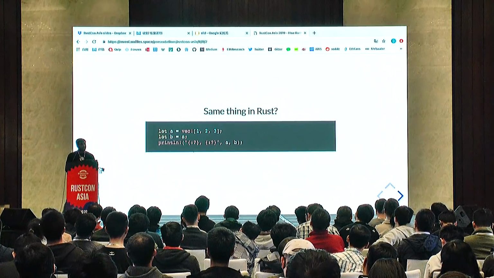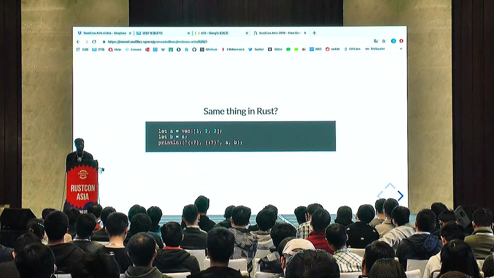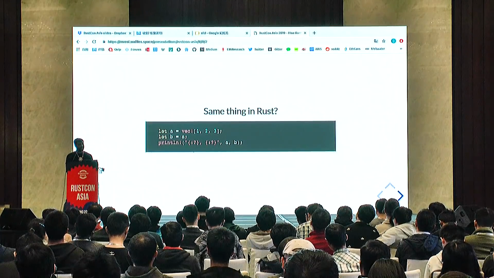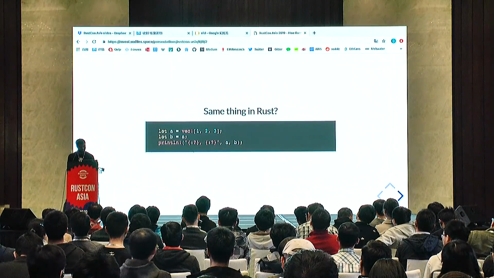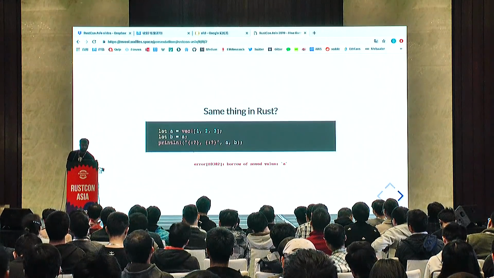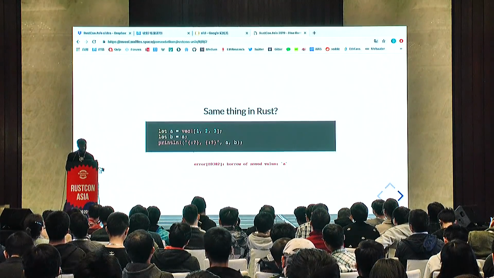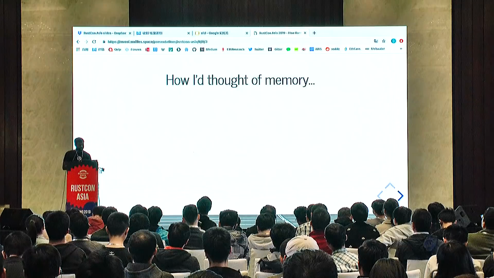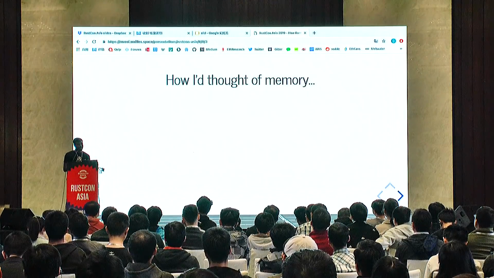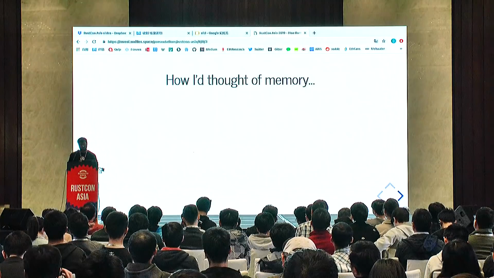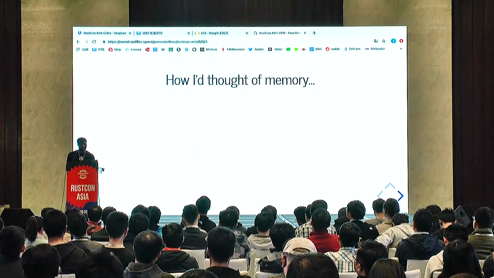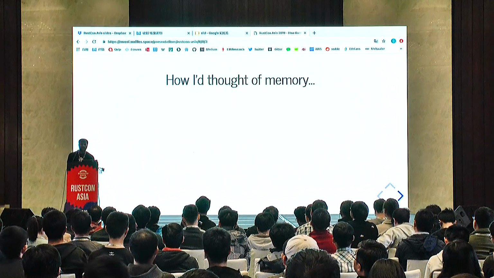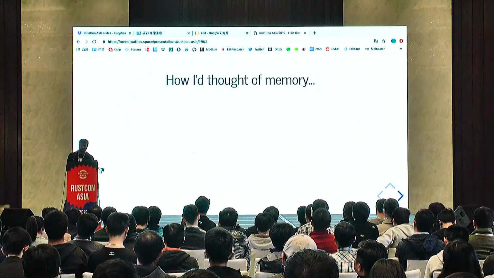But if you do the same thing in Rust, this is perfectly normal, right? You're just declaring a variable, and you're printing the contents. But if you try to compile it, the borrow checker won't allow you to. And that kind of stopped me when I tried Rust for the first time. So I began to read the book.